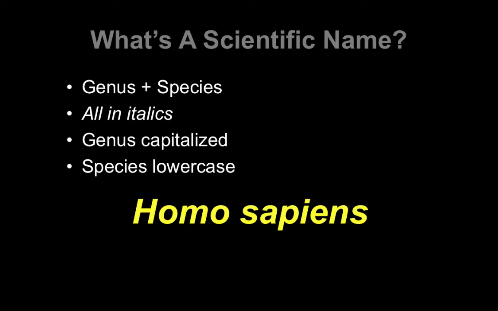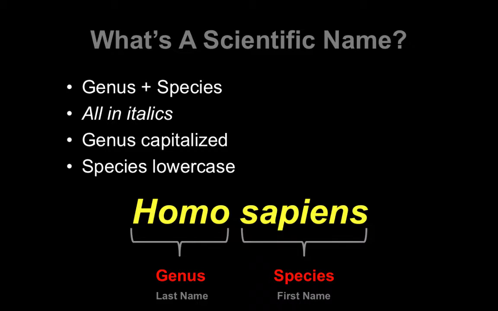And one of the ways that I think about this is kind of like names. So Homo, which is the genus, is kind of like your last name, because it encompasses a number of other people. Whereas the species name, in this case sapiens, is like your first name. It's only you. So while there are other species in the genus Homo, it's only humans that have the species sapiens.